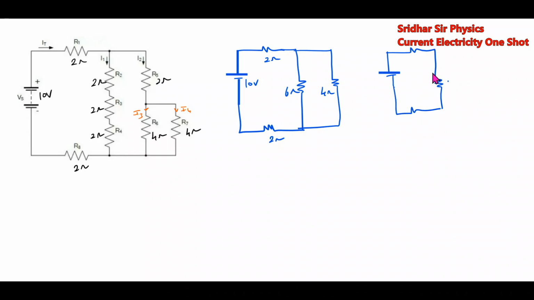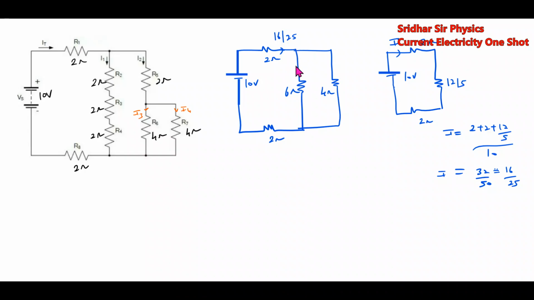6 parallel 4, this will be 24 by 10, 2.4 ohm, 24 by 10 or 12 by 5. This is 2 ohm, 2 ohm, and this is 10 ohm. I think we can calculate the total current. The total current will be 2 plus 2 plus 12 by 5, by 10. 32 by 50. 16 by 25.